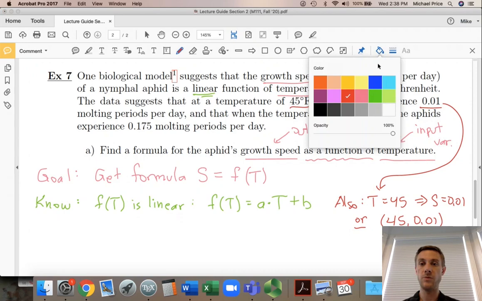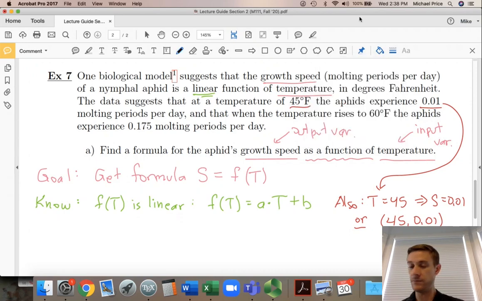Okay, we've got one more point that we can tease out of this last sentence. So when the temperature rises to 60 degrees, the aphids experience 0.175 molting periods per day. So that's another pair just like the one that we came across.